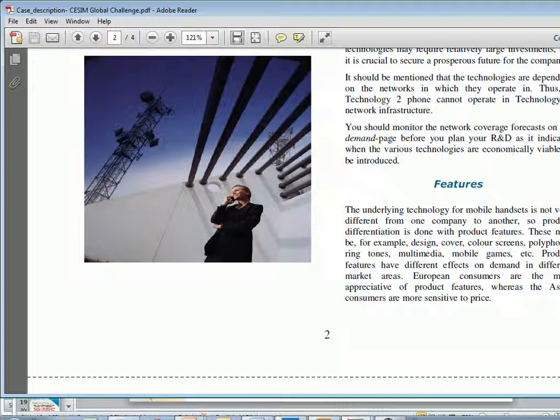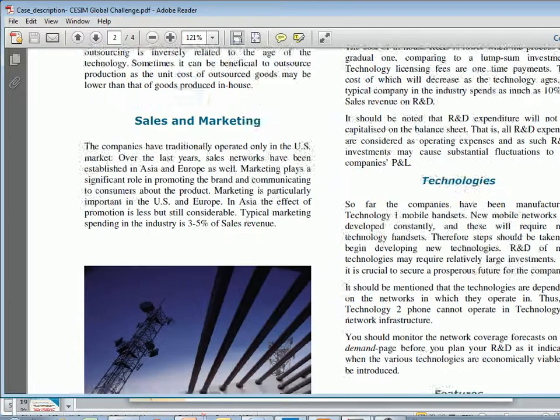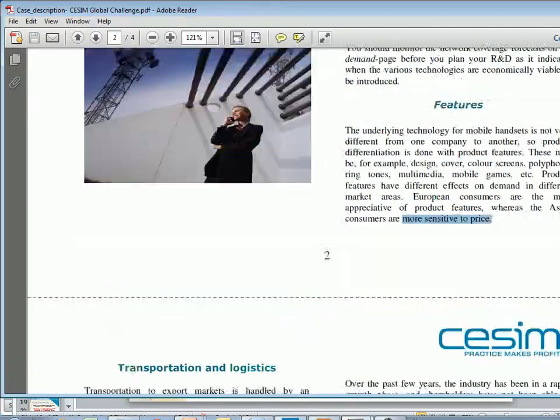And so, again, Europeans really like their features. Asia, not so much. They're more sensitive to price. Remember, sensitivity, you probably remember it from economics, is not are you happy, are you sad, are you tearful? It means when prices change, do people buy more or less? Okay, so I'm glad I decided to do R&D first.